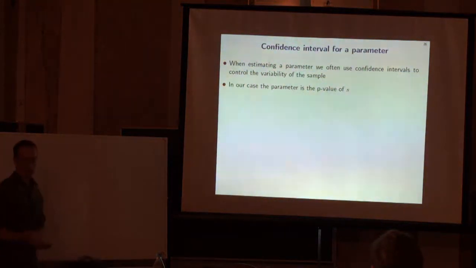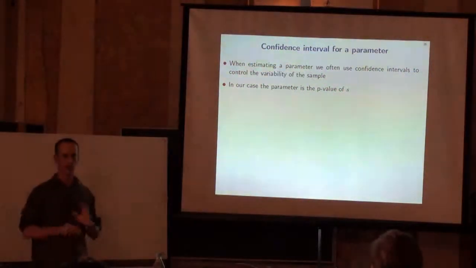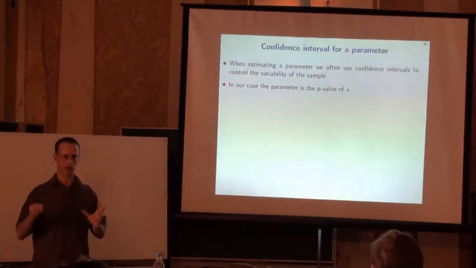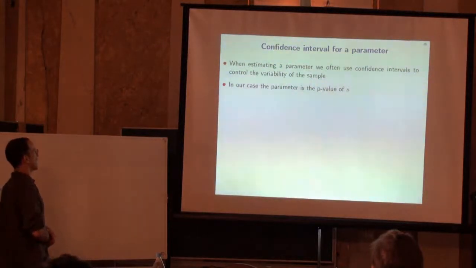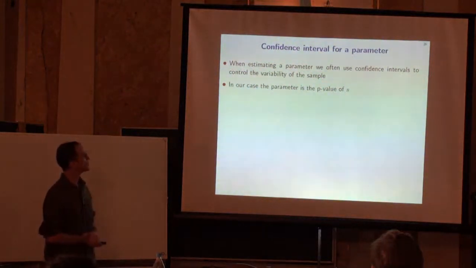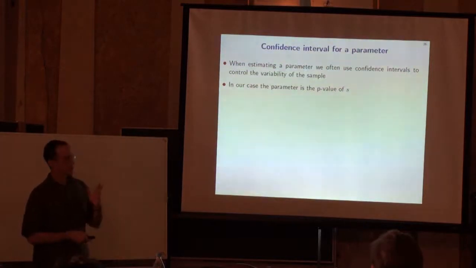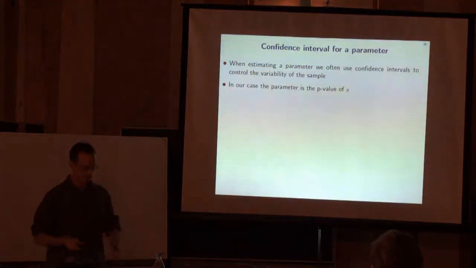When estimating a parameter, we often face this problem of variability because of the sampling process. And how we control for that is using confidence intervals. So in our case, the parameter is the p-value of S.